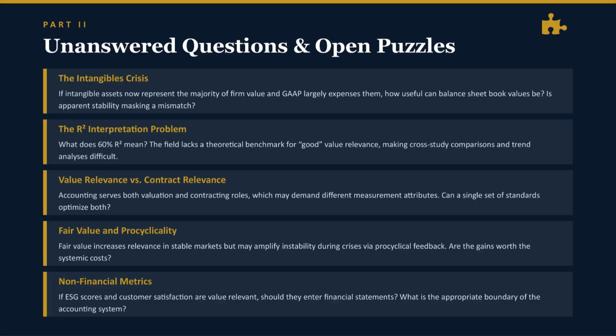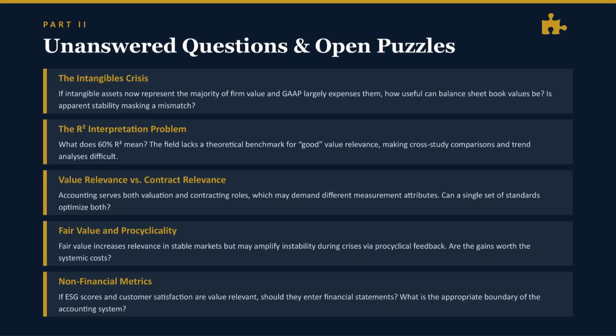As Lambert, 2001, and Jensen, 1981, argue, accounting information serves both valuation and contracting purposes, and these roles may demand different measurement attributes. Can a single set of accounting standards simultaneously optimize both roles? Or is the pursuit of value relevance necessarily at odds with the stewardship function?